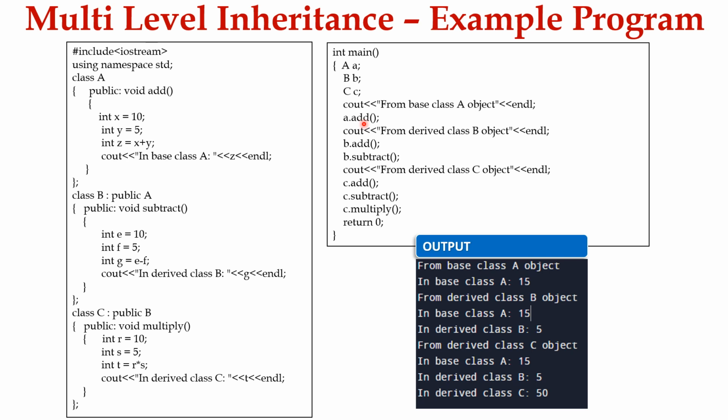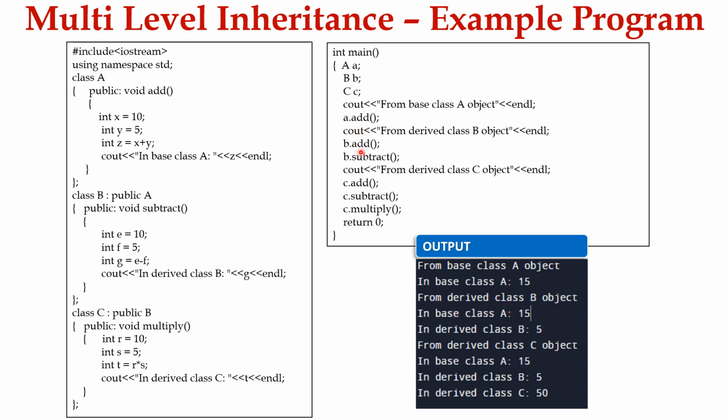Now the control is transferred from main function to class A. So in class A, the values of the variables x and y, that is 10 and 5, are added and stored in the variable z. And using the cout statement, we have displayed "in base class A" and the value of the variable z, that is 15, to the user as shown in the output. After displaying this, immediately the control is transferred to the main function. So using the cout statement, "from derived class B object" is displayed to the user. We can see it here in this output.